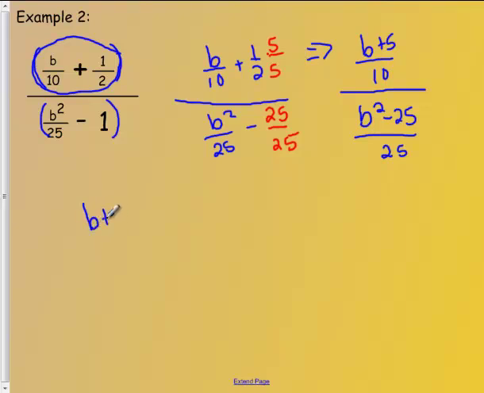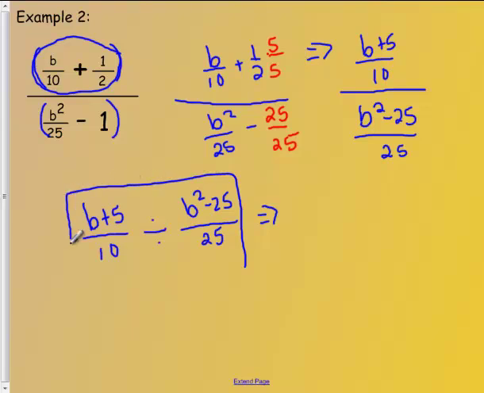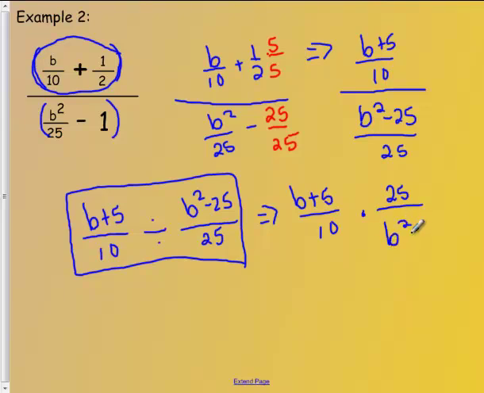So I have to take the numerator, which is b plus 5 over 10, and divide it by my denominator, which is b squared minus 25 over 25. Now, most of you can kind of skip this step right here, and hopefully you can go right to b plus 5 over 10 times 25 over b squared minus 25. We won't have to do that intermediate step anymore, because you just know you're going to flip. Okay, moving on.